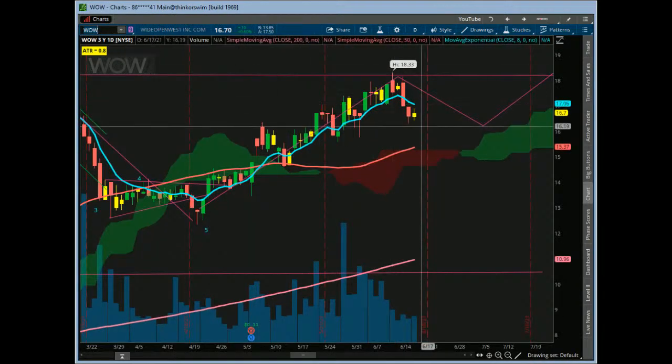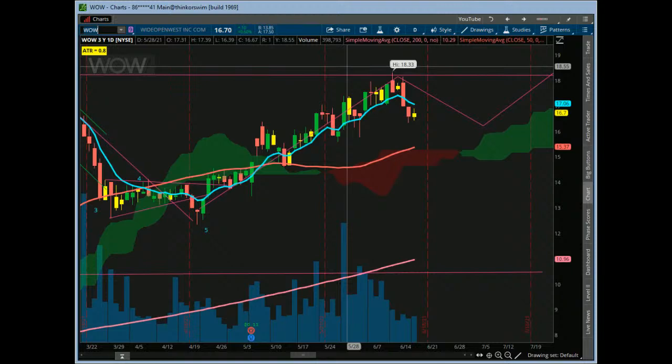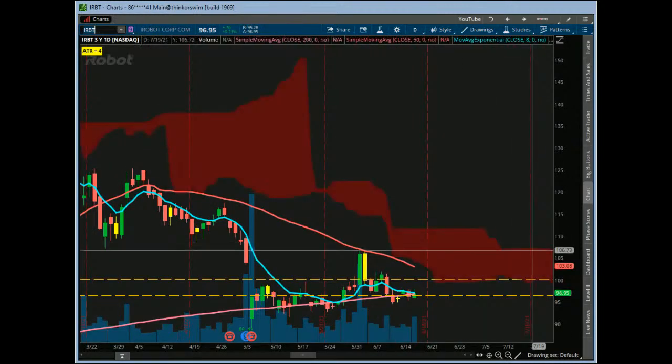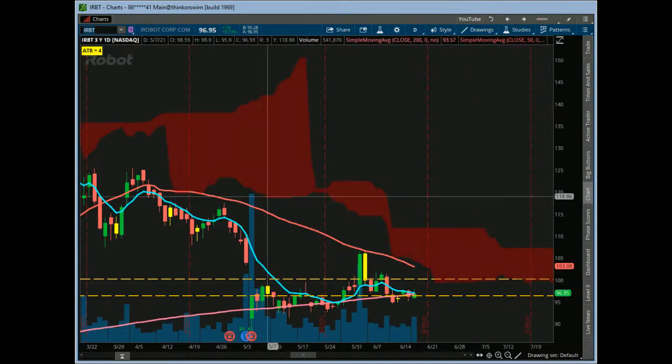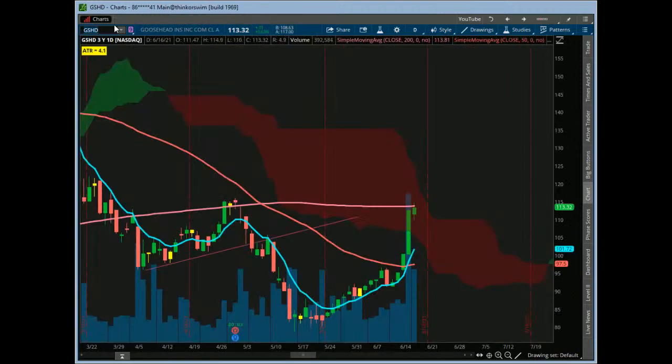Let's say wow. A little bit of wow. So wow again, inside day here below the ADMA. Watch in case it breaks down below the inside day lows for any more downside. iRobot. Getting really tight here. Again, this thing likes to get tight and sometimes move, but it rarely gives us the follow through, right? So we're just still in this range right now. Maybe we're in an accumulation period. So definitely something to keep an eye on there too. GSHD, let's take a look. Yeah, Goosehead with a potential pause day today.